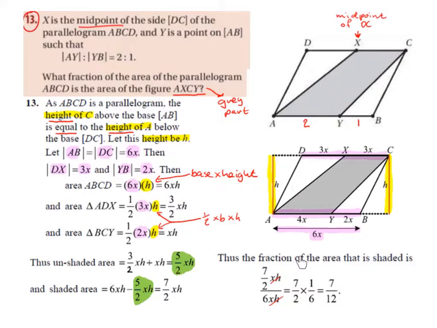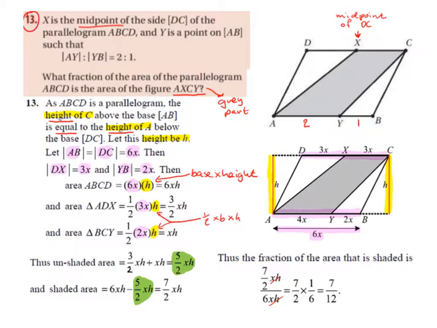Thus the fraction of the area that is shaded is going to be 7 over 2 xh divided by 6xh. So remember, 7 over 2 xh is the area of the shaded part, and 6xh is the area of the entire parallelogram. So we're going to take one divided by the other.